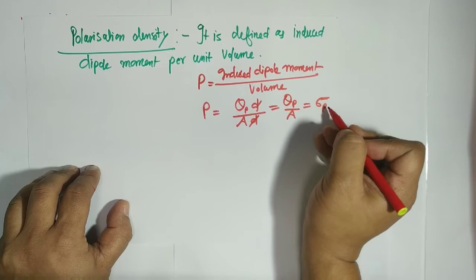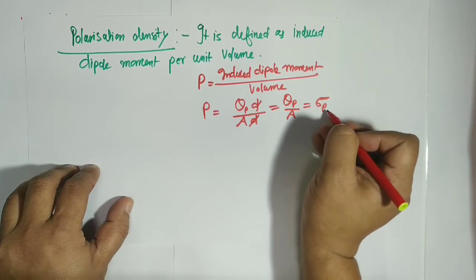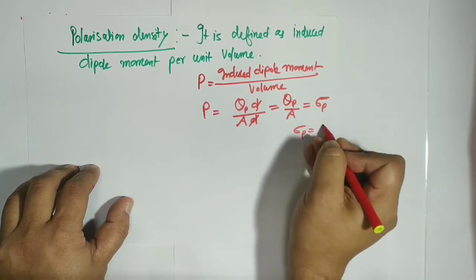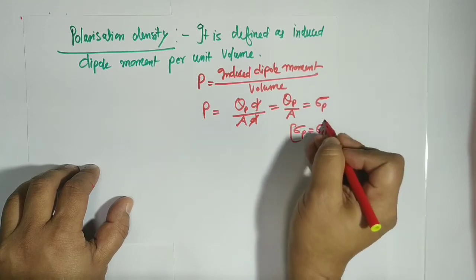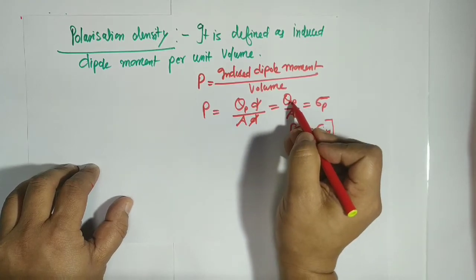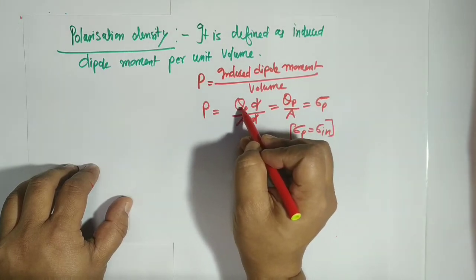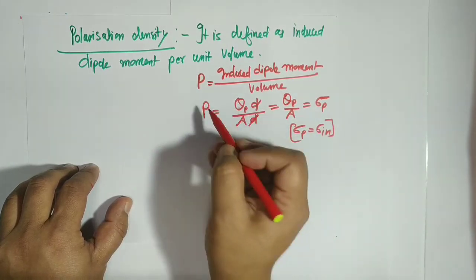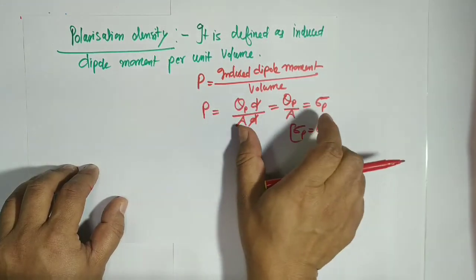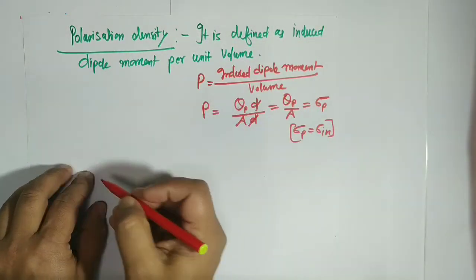Now do you know what sigma P was? Sigma P and sigma induced are the same thing. This is the charge which was induced. And do you know what the dipole moment is? You remember, charge into the distance between the plates. So P is the polarization density. The one mark definition comes from this part.